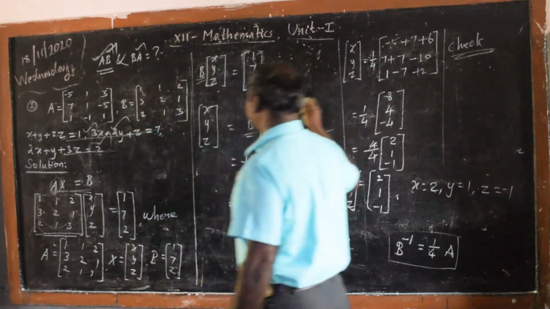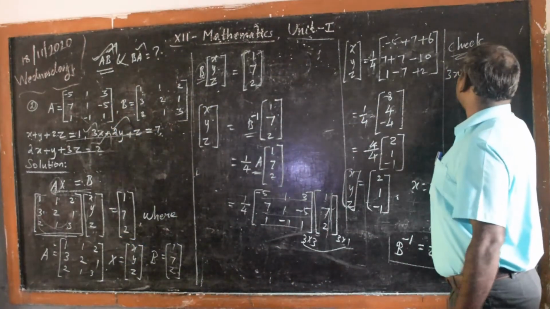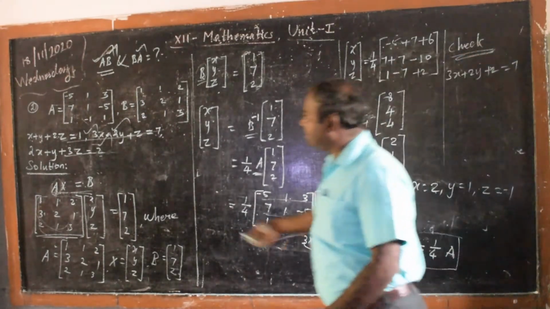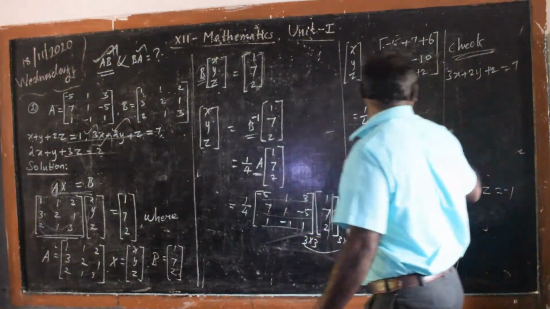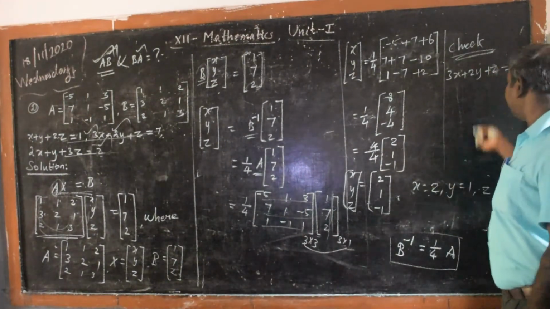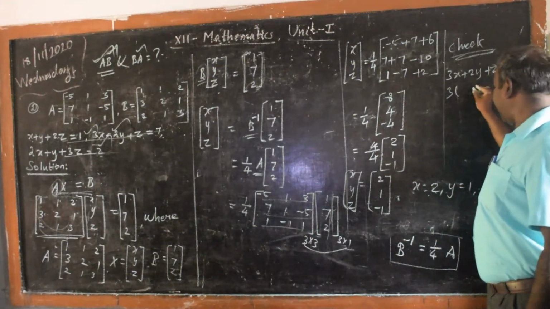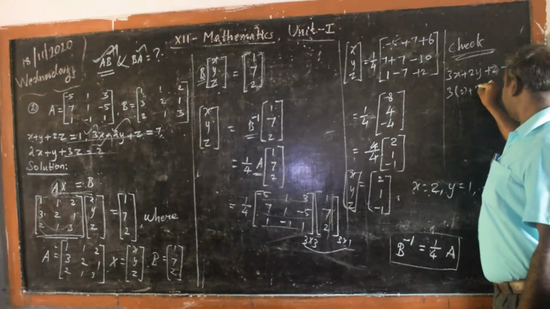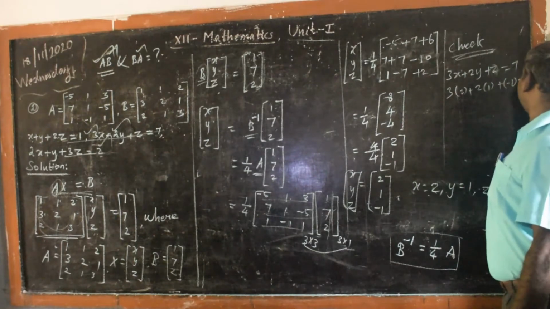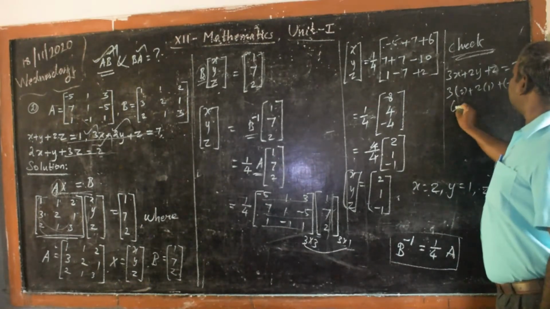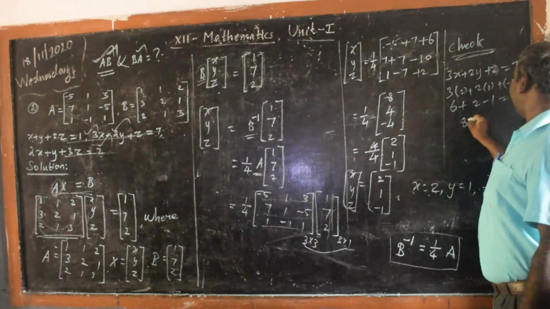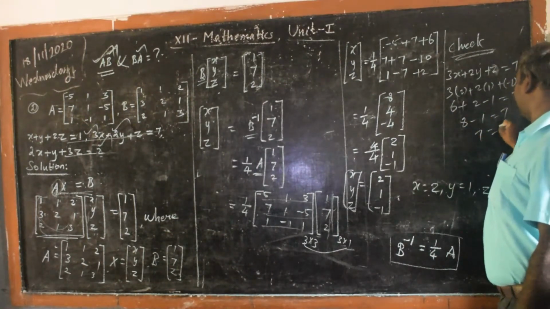Take any one equation, the second equation, 3x plus 2y plus z equal to 7. Substitute all values in this equation. So 3 into 2 plus 2 into 1 plus minus 1 equal to 7. 6 plus 2 minus 1 equal to 7, 8 minus 1 equal to 7, so 7 equal to 7.